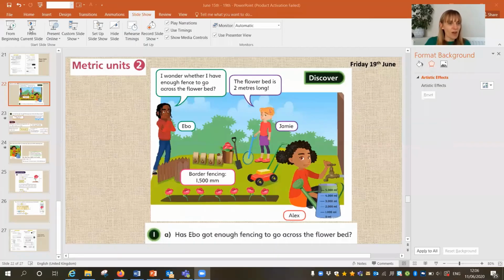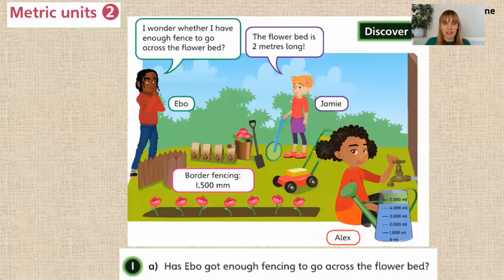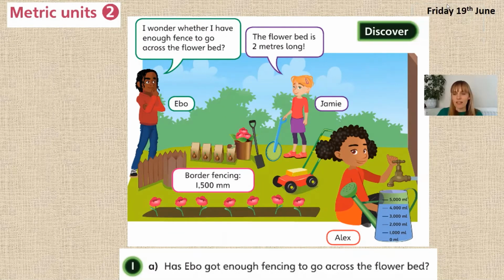All right, so we are going to continue like we did yesterday with metric units. We were looking yesterday at kilometers and meters, and a little bit at kilograms and grams. Here we've got three children doing some gardening: Ebo, Jamie and Alex. Ebo is thinking, oh, I need to put some fencing around this garden, and I wonder if I've got enough to go across the flower bed.